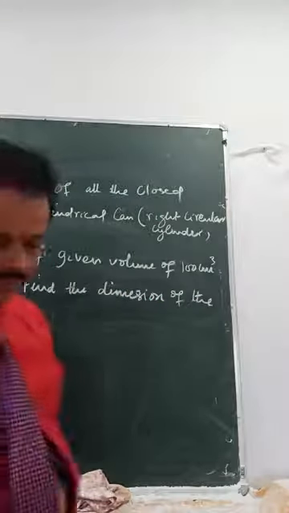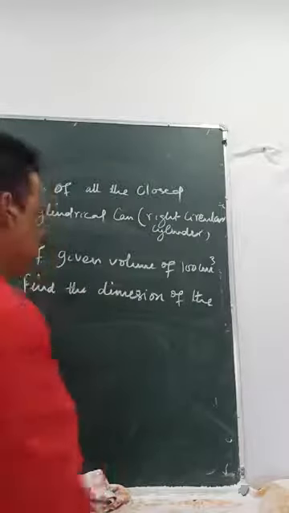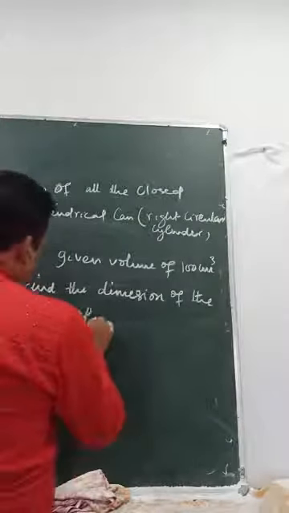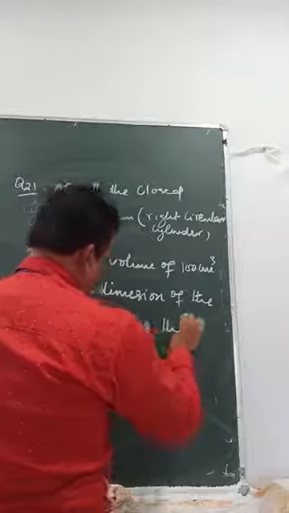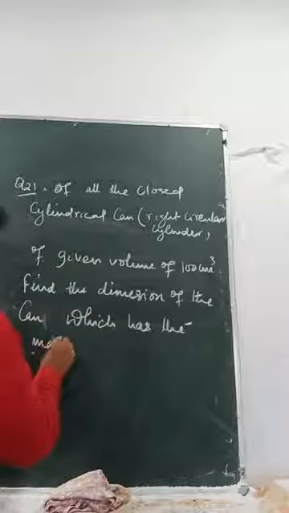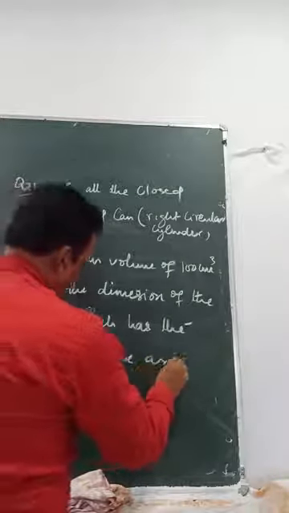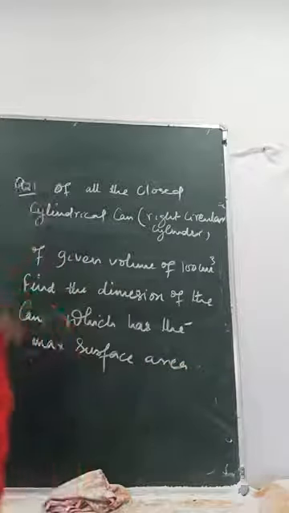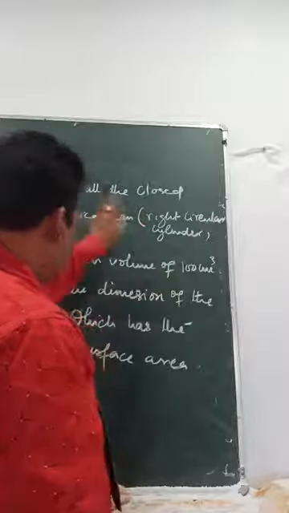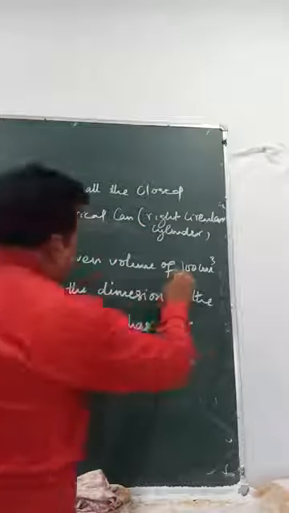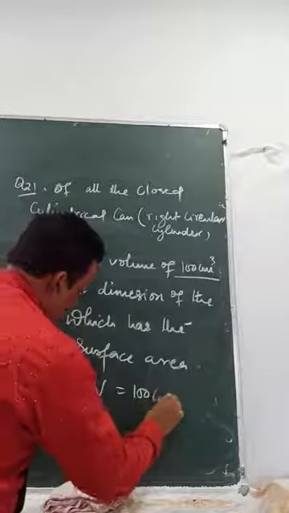Then what you have to do? Which has the maximum surface area? Okay. Of all the closed cylindrical cane, so volume is given to you, 100. V is given to you, 100 centimeter cube.